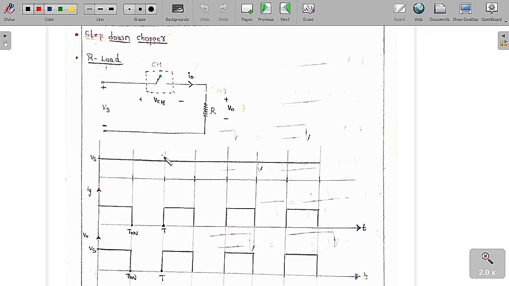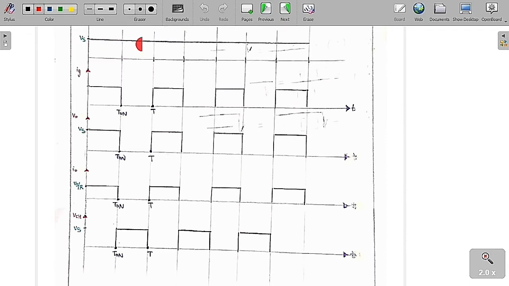Now we are going to do the analysis with the graphs. The input voltage is a fixed DC voltage Vs for all the time. Now I am going to do the gating, which means I am going to turn on the chopper for some amount of time and then turn it off. From 0 to T on, I am going to turn on the chopper, and from T on to T I am going to turn it off. I am going to do this on a repetitive basis with a time period of T.